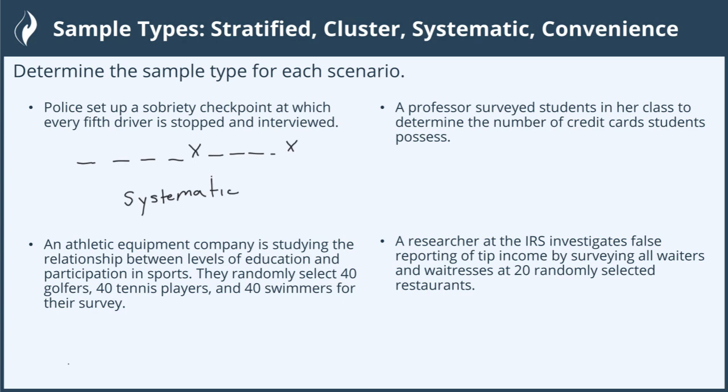Next, we're going to take a look at an athletic equipment company, and they're studying the relationship between the level of education and participation in sports. They randomly select 40 golfers, 40 tennis players, and 40 swimmers for their survey. The key in this is we are breaking this down into groups by sport: golf, tennis, and swimming, and then randomly choosing some from each group. Because each group is represented, this is a stratified sample, or each strata is chosen.